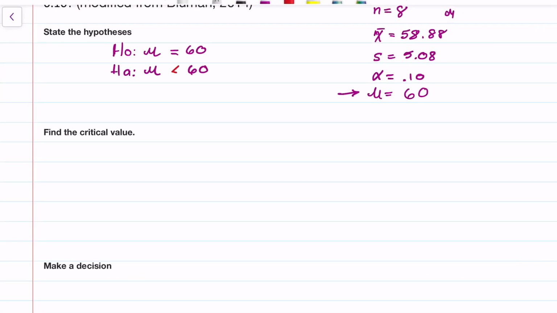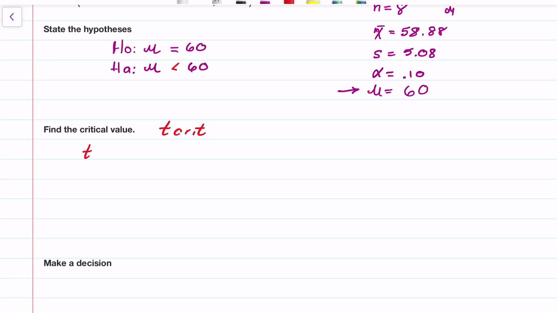So the next thing we have to do is find the critical value. The symbol that I use here is t-crit, so crit for critical. And the reason I like to distinguish between the t-crit and the test statistic is just because they're both labeled t. And it's just easier if they have something else to tell you what they are.